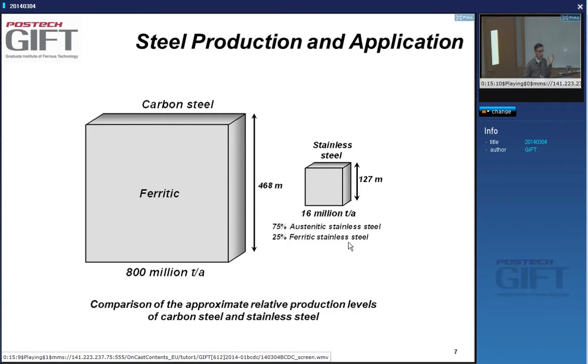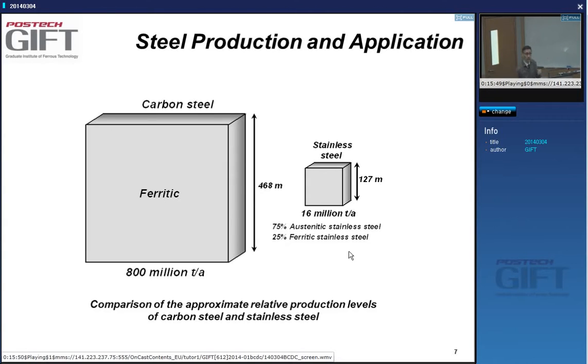Stainless steels are steels which have a very different physical metallurgy. They're produced in similar but different ways than carbon steels. So we will not talk about stainless steels in this course. If you want to hear and learn about stainless steels, there is a separate course on stainless steels at GIFT. You can take that course and hear about these products, their physical metallurgy and their production.